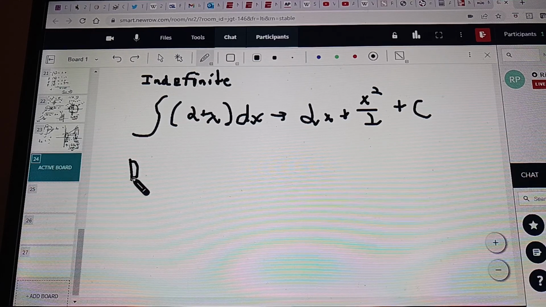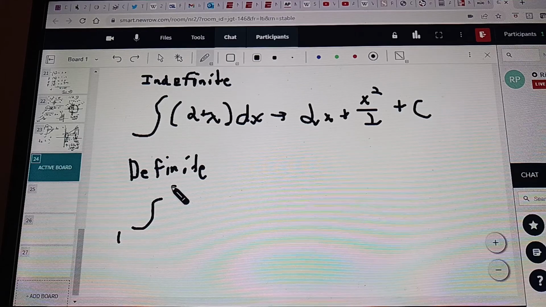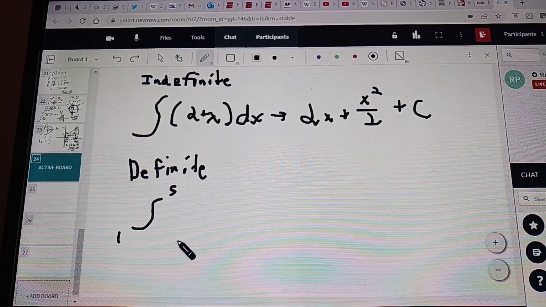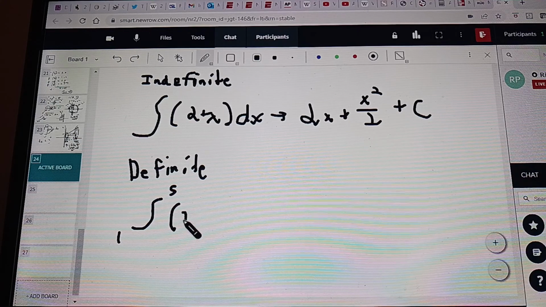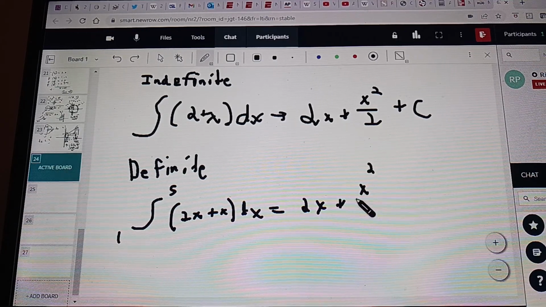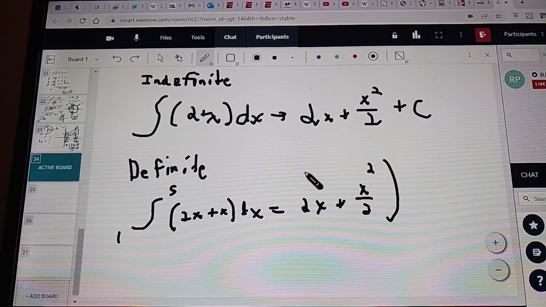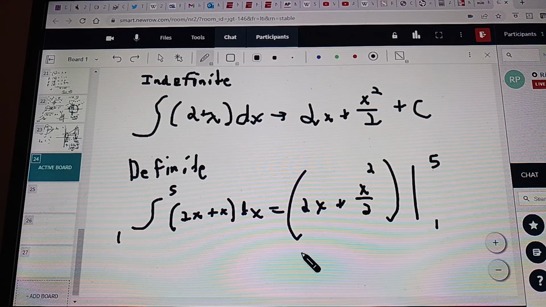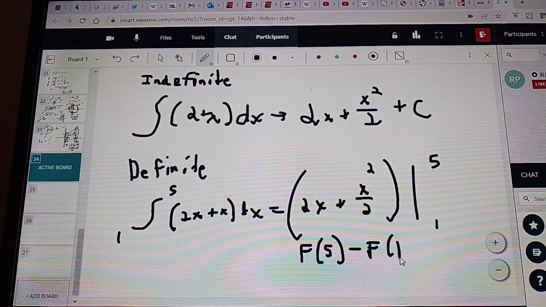Section 7.4 is called definite integrals. And this is the fundamental theorem of calculus when there's numbers here. You have a range to go between. I'm going between 1 and 5. So the difference is you don't put a plus c at the end. You do the antiderivative the same way, 2x plus x squared over 2. But instead of putting plus c, we're going to evaluate this from 1 to 5. What it amounts to is plugging in 5 and 1 and subtracting them. Somebody discovered that this works, and this is what's called the fundamental theorem of calculus.